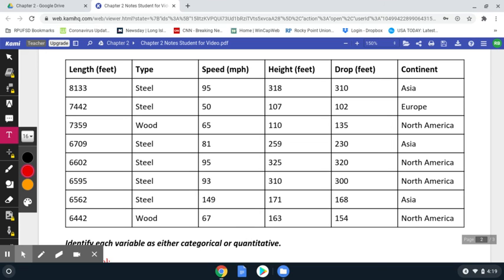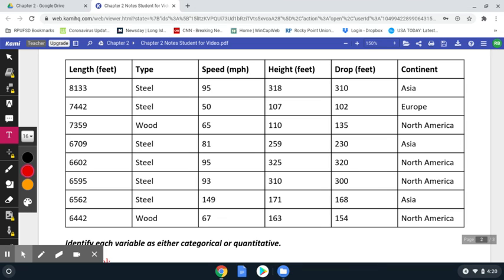Well, one of the things I noticed right away, and I hope you did too, is that 4 out of the 6 variables have units of measure. Okay, length, speed, height, and drop. The other two, type and continent, do not. They are more descriptive in their terms.